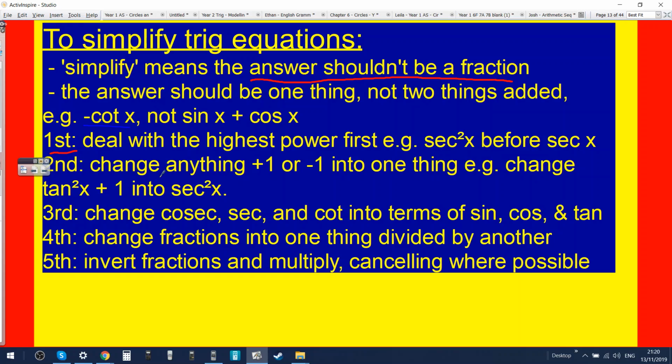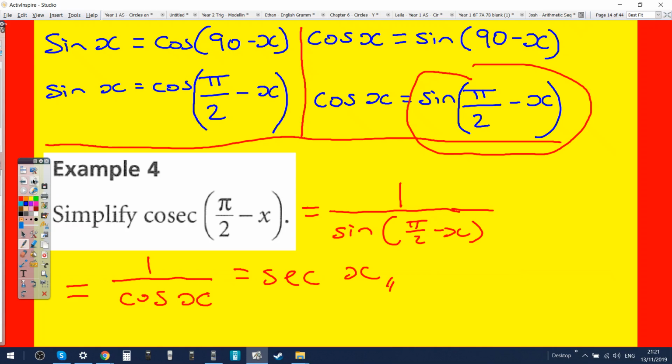And then the third is all of the reciprocals. So cosec, sec, and cot change into sine, cos, and tan. If you have a fraction of a fraction, just do it as one fraction divided by another, and do the keep change flip. But in general, it is highest power first, plus 1 or minus 1 change, and then the reciprocals change.